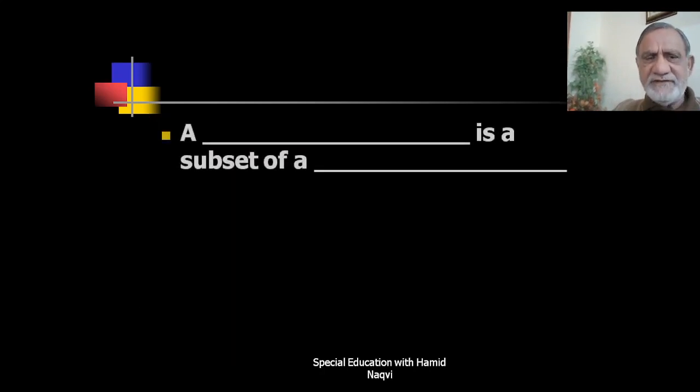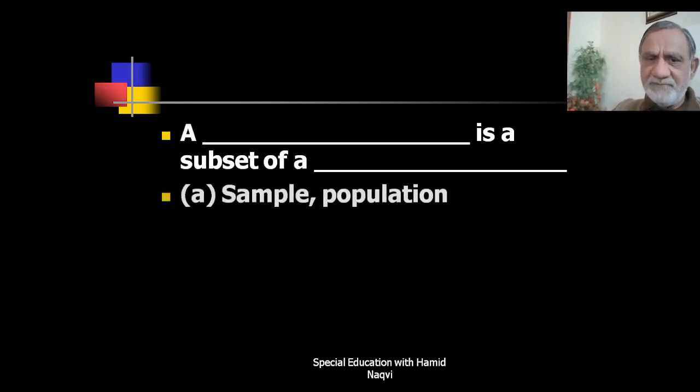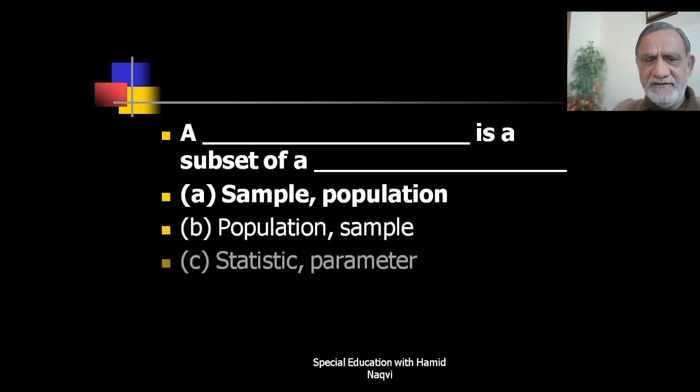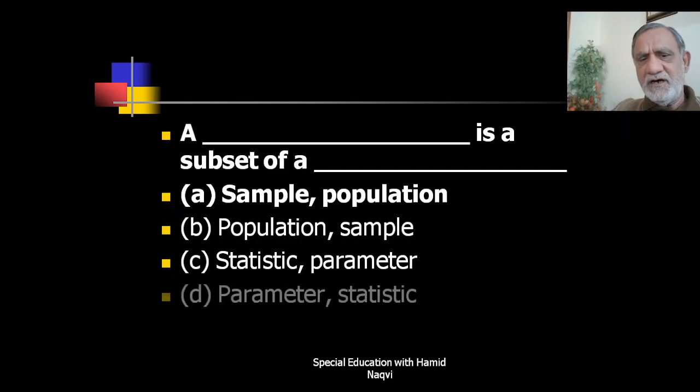Next question is: A dash is a subset of dash. Sample, population; population, sample; statistic, parameter; or parameter, statistic. The correct answer is the first one, that is, a sample is a subset of a population.